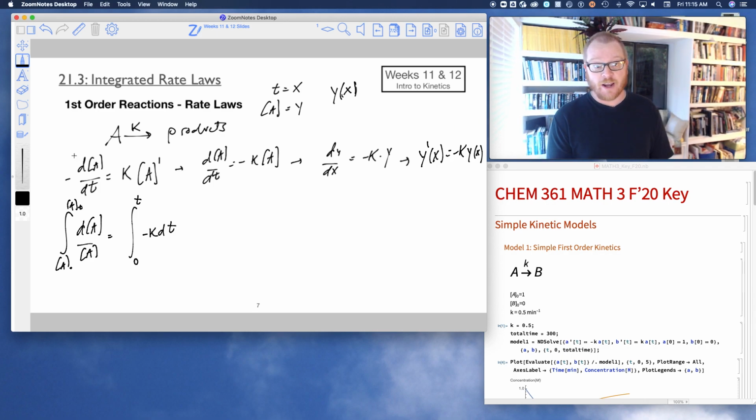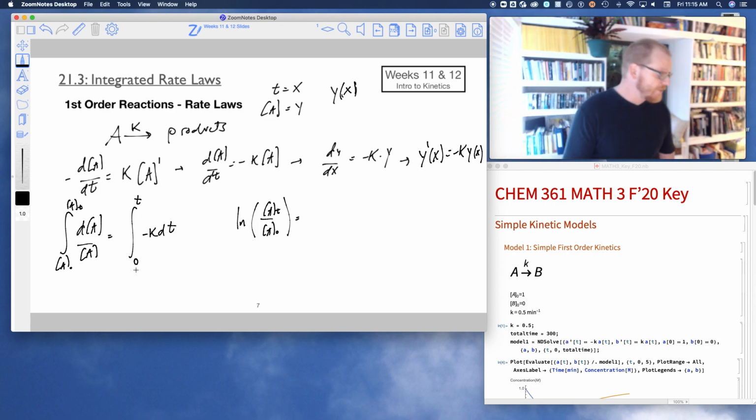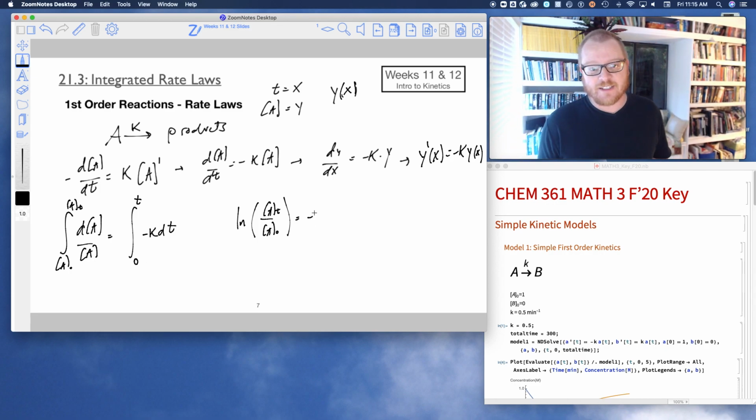So if you notice here my line, these are all the same equation. It's just writing it in a different notation. Okay? So now I can solve this all day. I know the integral of this side is the natural log, and when I apply the limits, that's going to be the natural log of A at time t over A initial. And the integral from 0 to t of negative k dt is very easy.